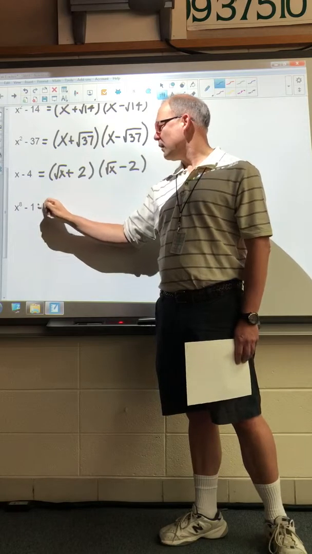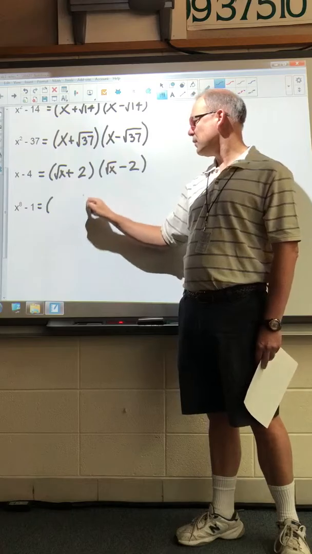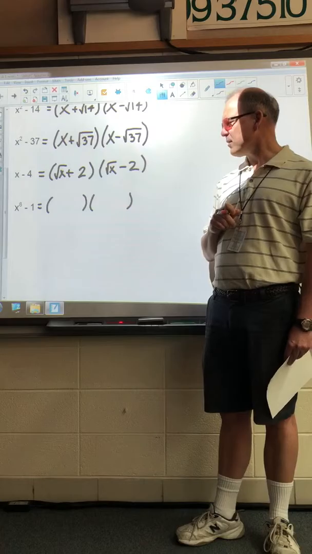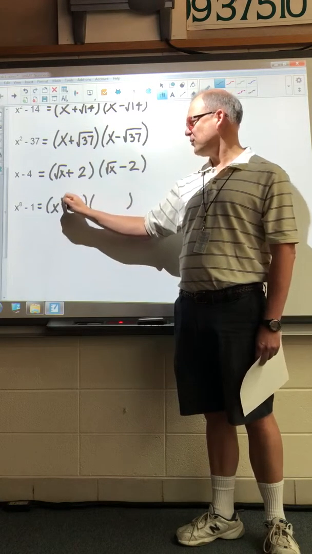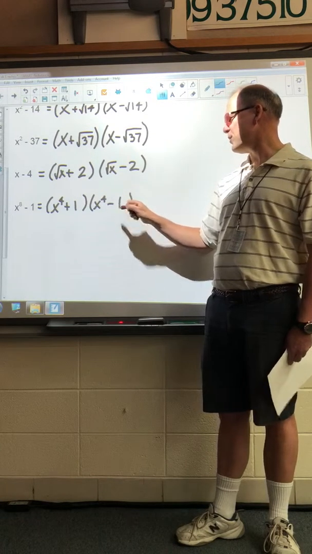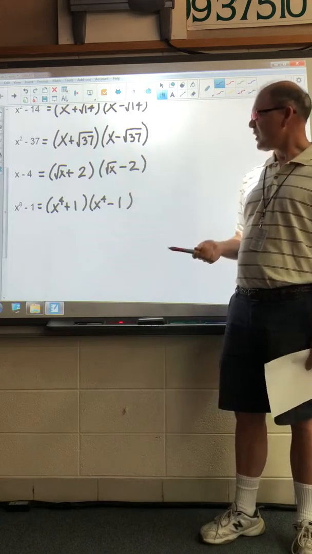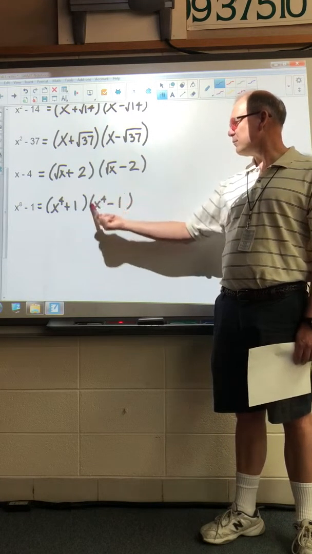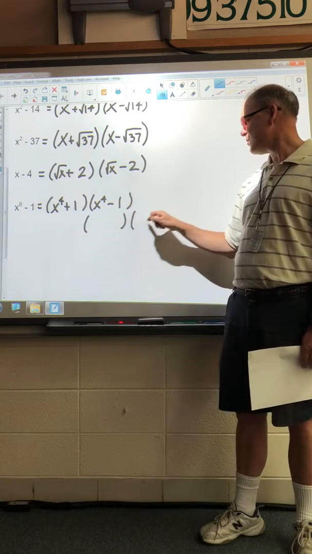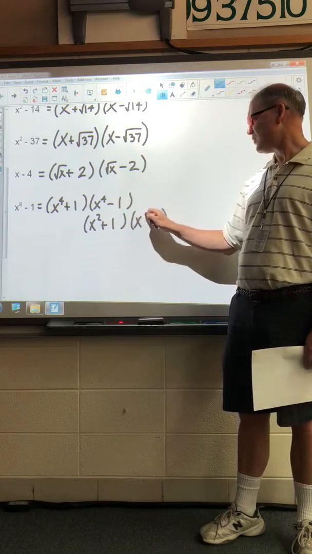Okay, then the last one here, so the square root of x to the 8th would be x to the 4th. X to the 4th times x to the 4th is x to the 8th. We can keep going with this one, so we've got x to the 4th minus 1. So that factors x squared plus 1, x squared minus 1.